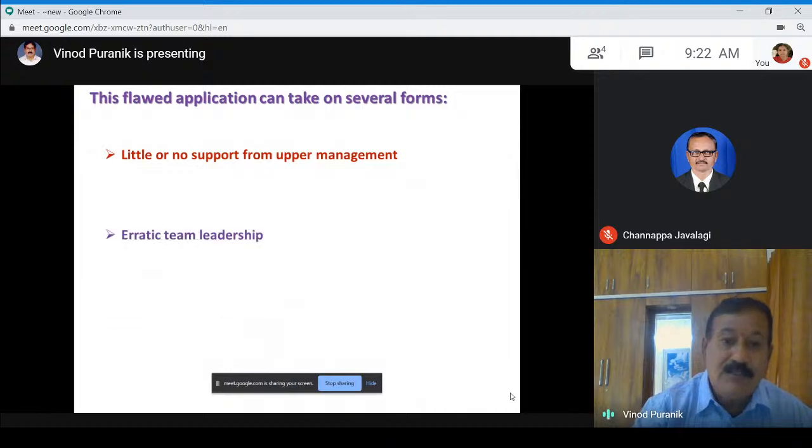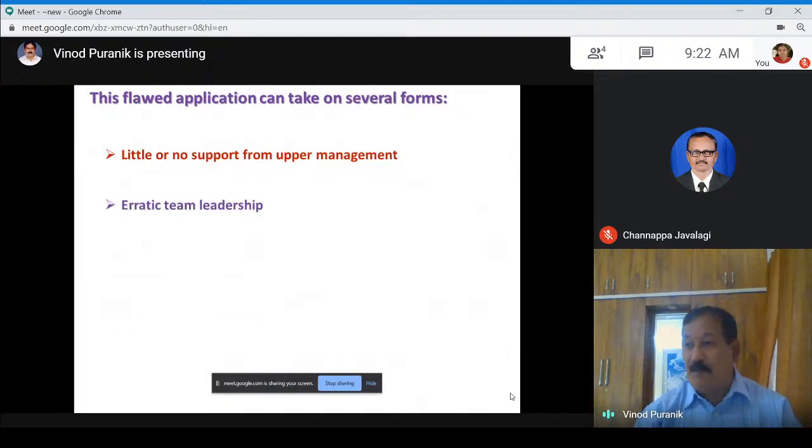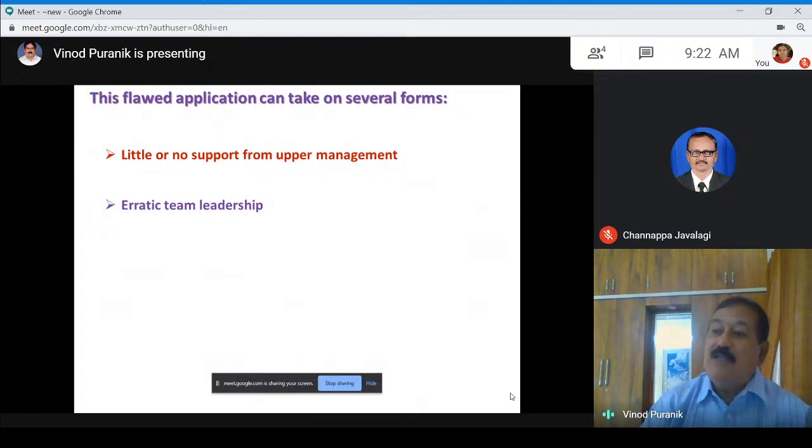And the second one is erratic team leadership, which is generally happening in most organizations. Project teams are usually captained by an experienced black belt who keeps the team on track and moving forward. The unfortunate thing is that once the team starts making progress, the black belt is usually transferred to another project.